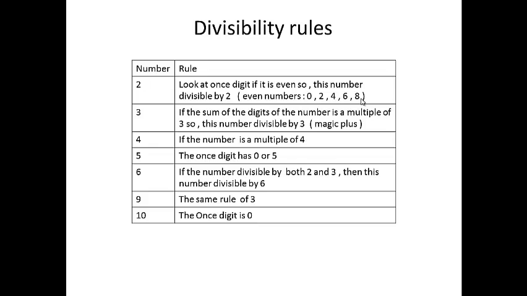Magic plus. 42 consists of 2 digits, 2 in the ones, 4 in the tens. Make plus between them. 4 plus 2 is 6. Is 6 a multiple of 9, or does it exist in the timetable of 9? No. So the whole 42 can't be divisible by 9. 10. We need the ones digit to be 0.